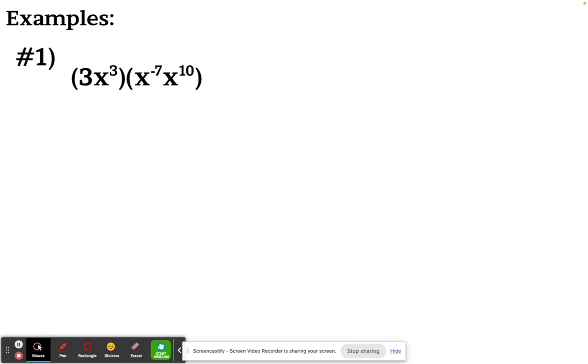Let's do some examples. I have 3x to the third power, and I'm multiplying that by x to the negative 7 power and x to the 10th power. Well, these have a hidden coefficient of 1. 3 times 1 times 1 is just going to give me 3. But let's add these exponents. 3 plus negative 7 gives me a negative 4, plus 10 gives me a positive 6. Oops, I forgot my x. 3x to the 6th power.